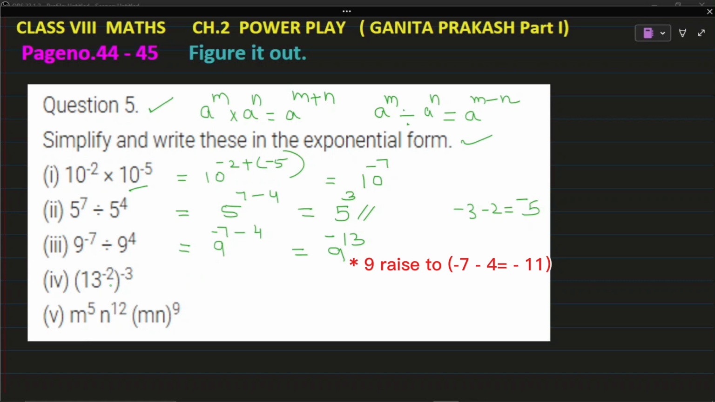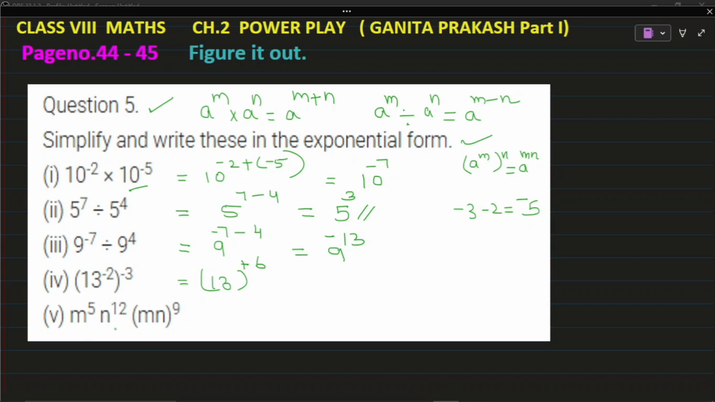Now the next one. Here this is of the form a raised to m whole raised to n, that is a raised to m n. Power of a power. In that case we will multiply the powers. So here it becomes 13 raised to minus 2 multiplied with minus 3. So minus into minus is plus, 2 into 3, 6. So this answer is 13 raised to 6.